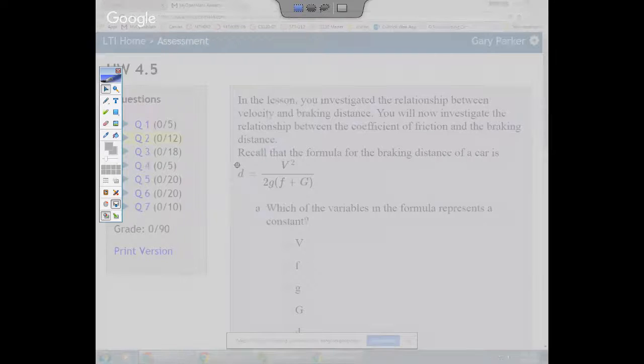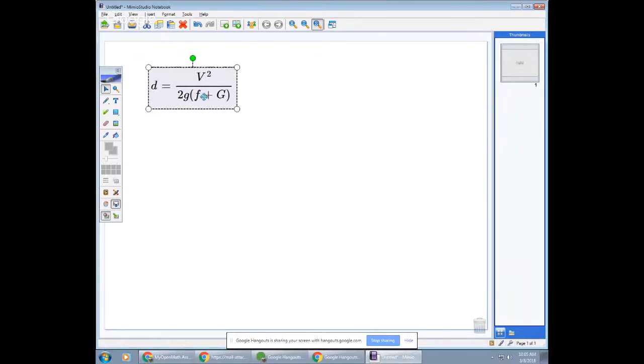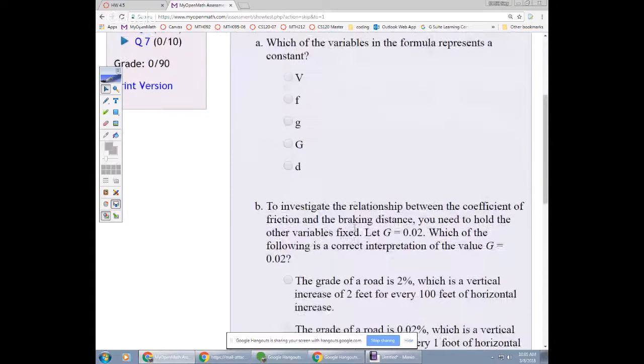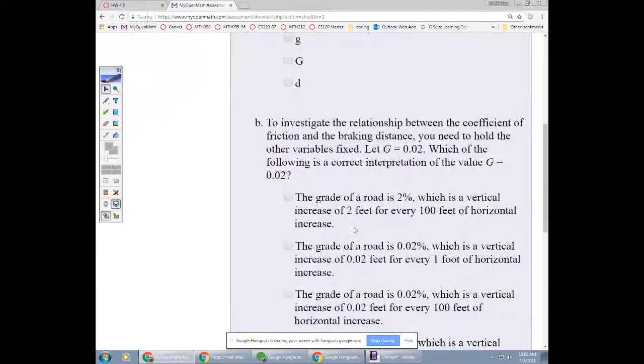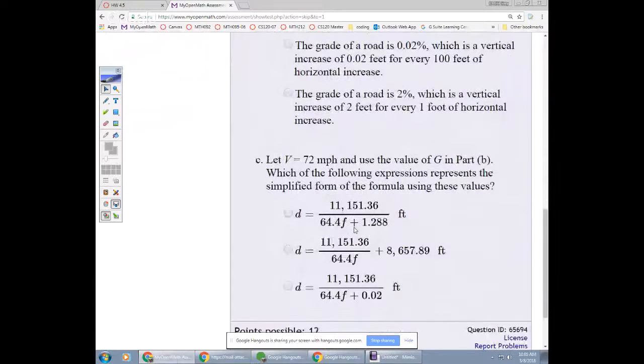Let's get a screenshot of that. All right, so there's our braking distance formula. Okay, so let's see, part B, we're talking about slope. Part D, they say let V equal 72 miles per hour. Column represents the simplified version.